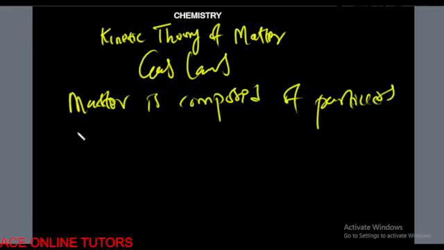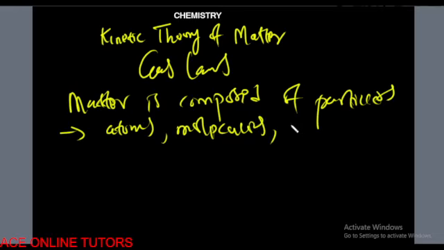And those particles can come in the form of atoms, or molecules, or ions. So these are the particles that make up matter. You can have matter that is made up of atoms, matter that is made up of molecules, and matter that is made up of ions.